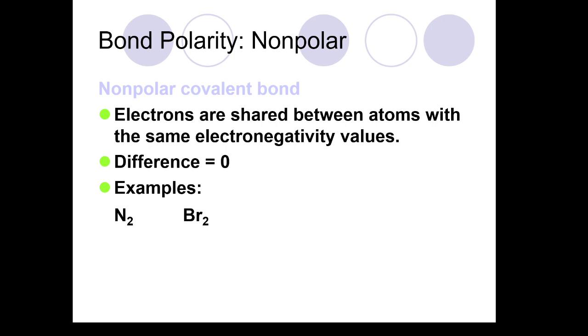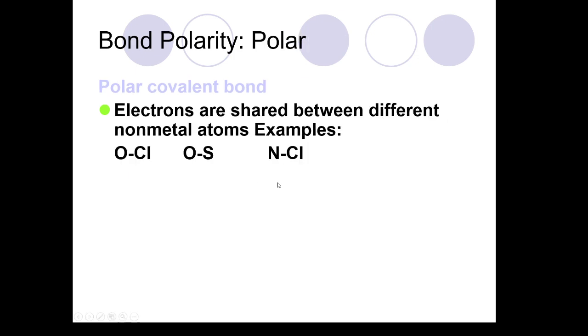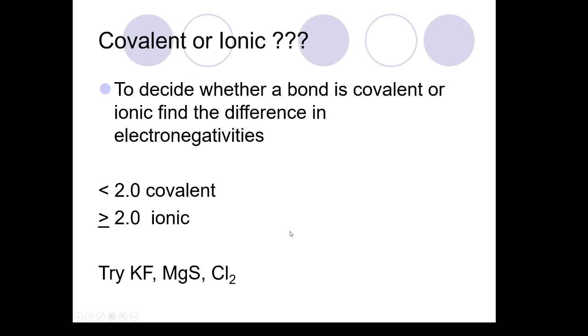Okay? But in a polar covalent bond, there's an unequal sharing. Oxygen versus chlorine, oxygen versus sulfur, nitrogen versus chlorine, carbon versus hydrogen, carbon versus fluorine. If you look at the table of electronegativity differences, there is a value that's different. So how do you decide? How do I decide whether a bond is covalent or ionic or metallic or what?